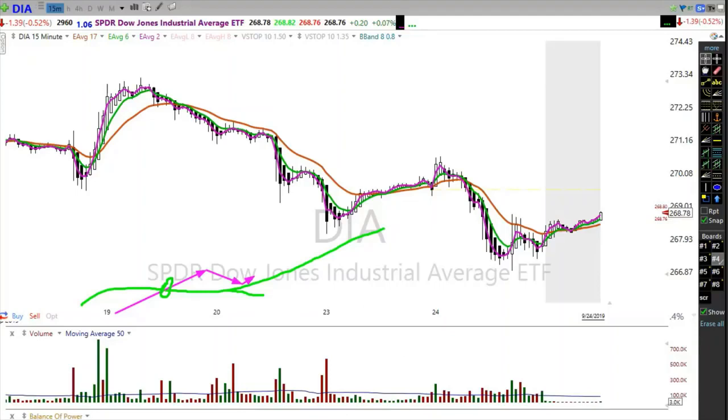Okay, now the same is true in any down move. If we have the market moving down, we don't want the cross down. We want that rally back or consolidation that fails for our short trade.